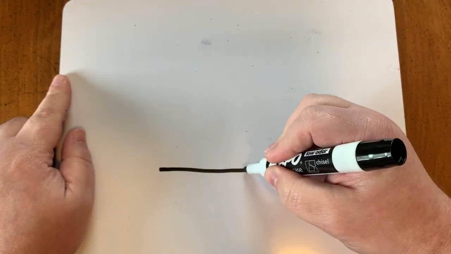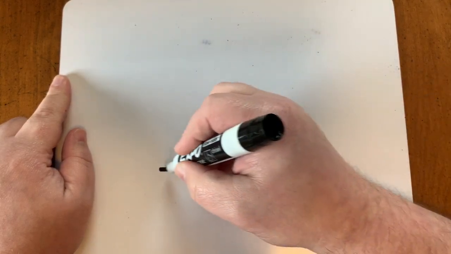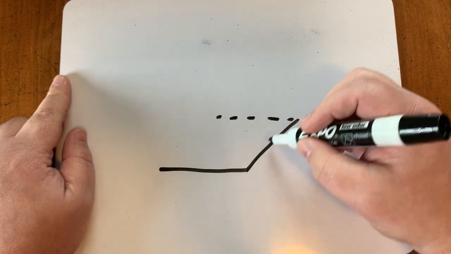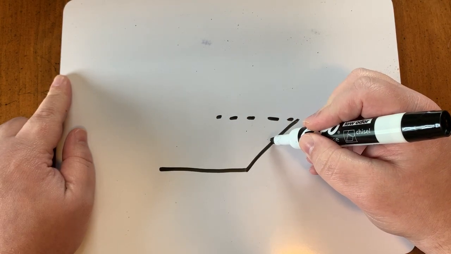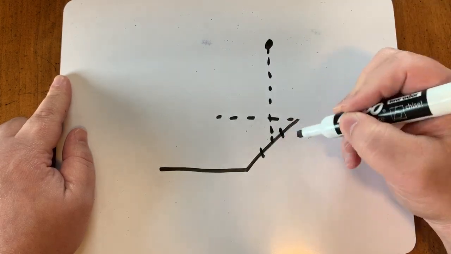Let's say we had a square pyramid. But the height was directly above the midpoint of one of the sides.